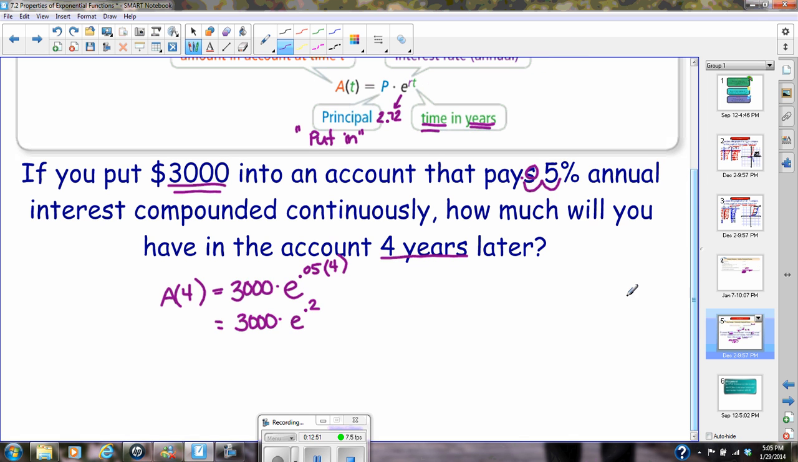Then you want to make sure you're doing this in the right order on your calculator. You're going to go e to the 0.2 power, hit enter, then hit the times 3,000 because exponents come before multiplication. And when you do that, you should get $3,664.21. Now this number is going to vary a little bit depending on whether you use the e button or you chose to use 2.72. I used the e button. So if you try this on your calculator and it's just slightly off, that's probably why. And that's it. That's how much will be in your account 4 years later.